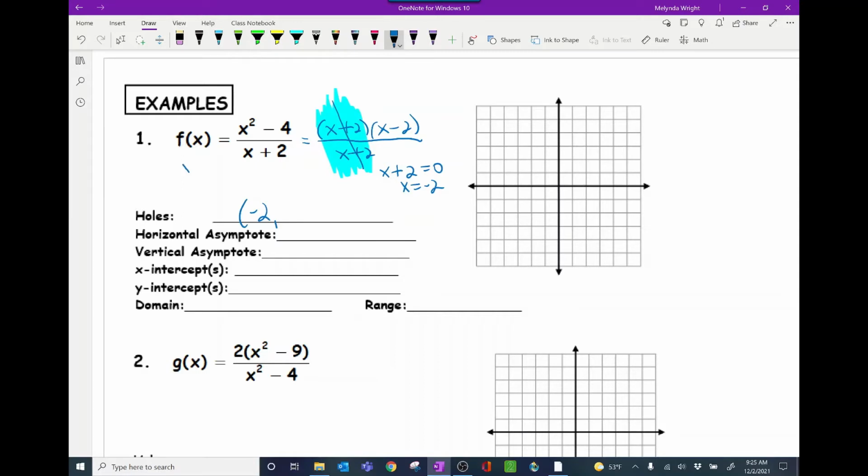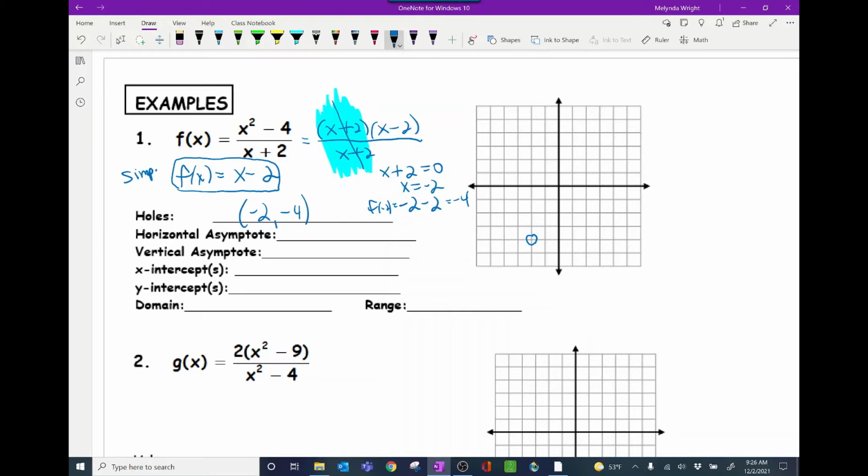Now for all the rest of our work, we're going to be dealing with the simplified version. This is the equation that we're going to be working with. So now to get the y value of the hole, I'm going to plug in the -2, substitute in for the x. So let's do a little scratch work here. f of -2 equals -2 minus 2, and that's going to give me a -4. So I'm going to go over here on the graph, go to -2, -4, and put a hole, just so I don't forget.